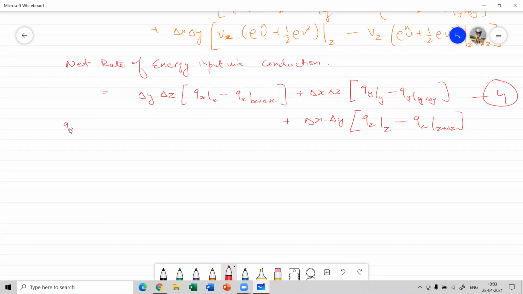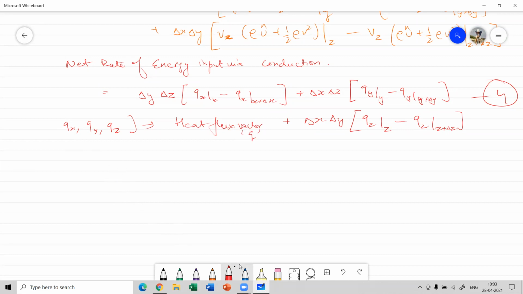Where you can write down that qx, qy, and qz are basically the components of the heat flux vector q.